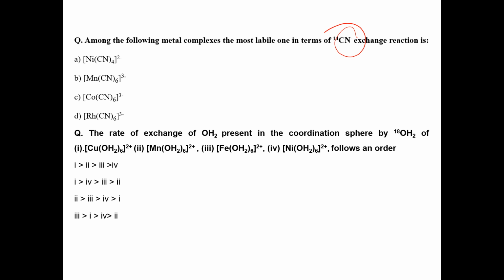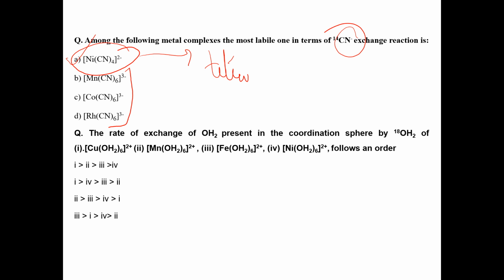Okay, first one. In these four options, you can easily observe they are all hexa-coordinated complexes, but this one is tetra-coordinated. So it will be the most labile because it has enough space to accommodate the incoming ligand.